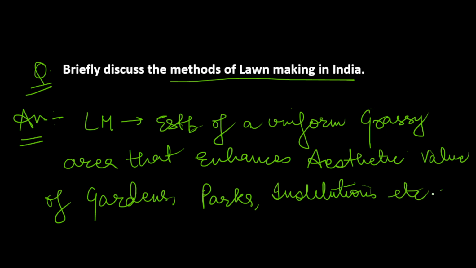And in India, as we see, there are different kinds of climates, so different kinds of grasses are used as per the area, as per the locality. So we will see the main methods now. I hope you understand what lawn making is. Now, methods. The first method is direct seeding.